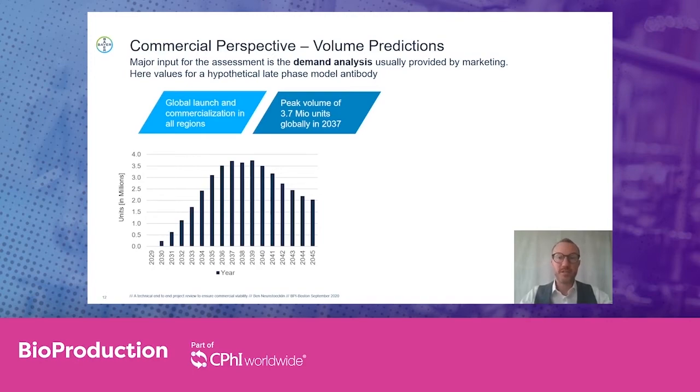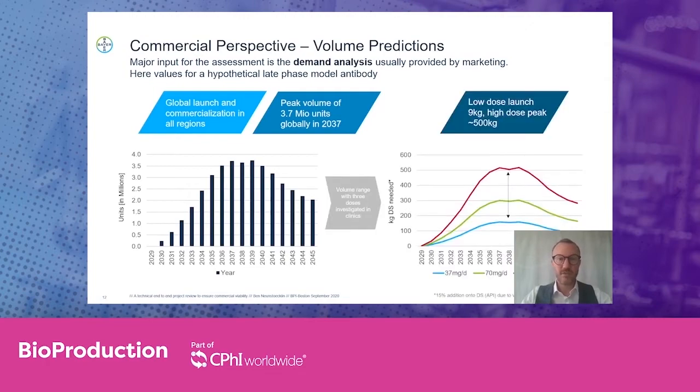At this point, it needs to be understood that the final dose of the product is not clear yet, and the dose finding is not finally conducted. Hence, we need to prepare for the full range of the possible doses. So when using the forecast based on units, we can easily transfer this into volumetric need of drug substance as presented here on the right side.